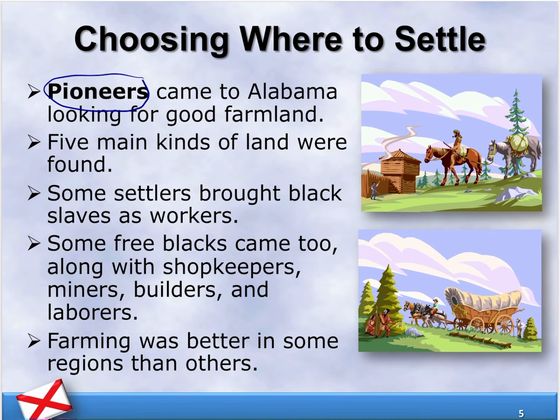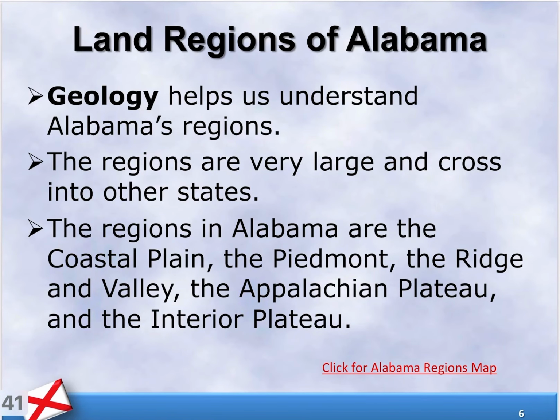Choosing where to settle. Pioneers, that's one of your words, came to Alabama looking for good farmland. 5 main kinds of lands were found. Some settlers brought slaves as workers. Some free blacks came too, along with shopkeepers, miners, builders, and laborers. Farming was better in some regions than others.